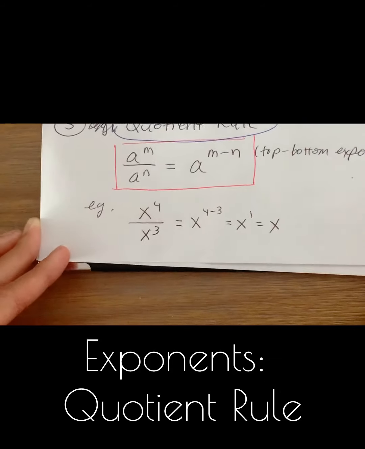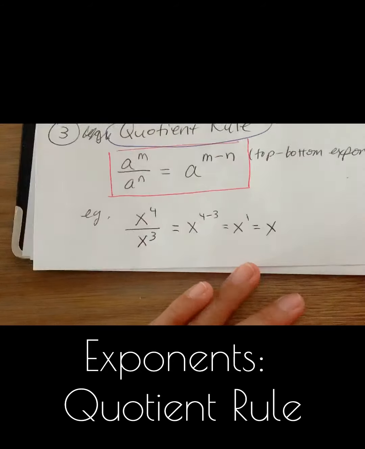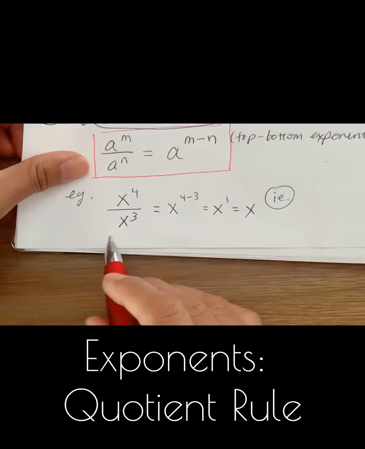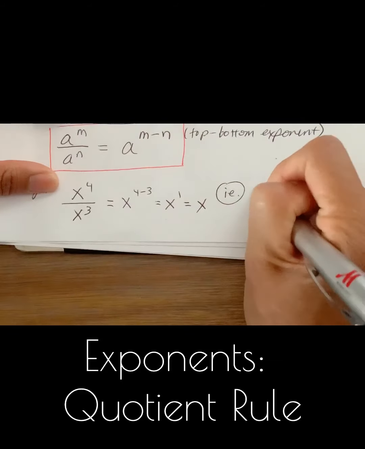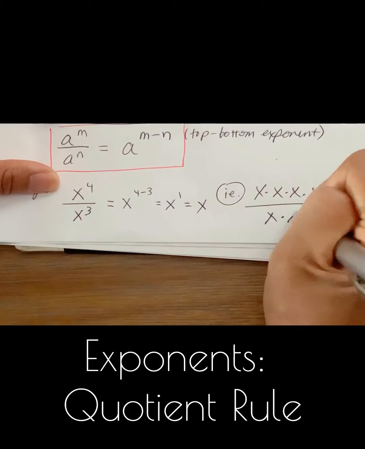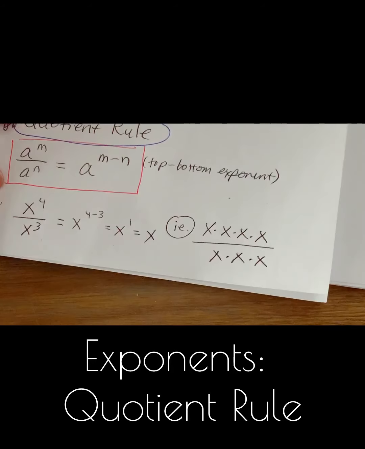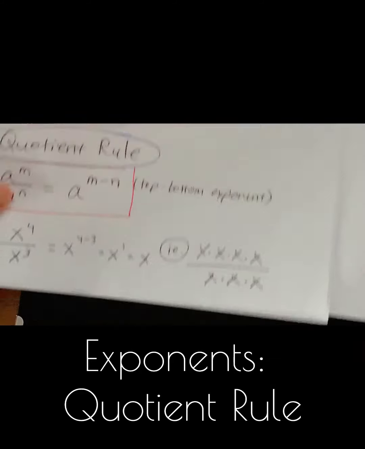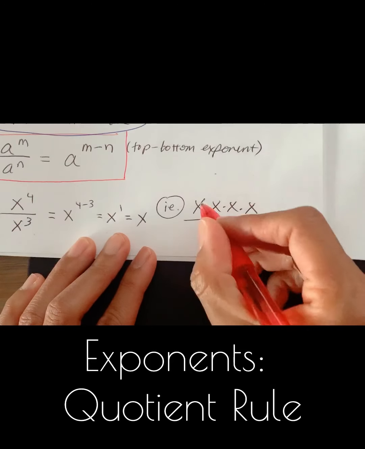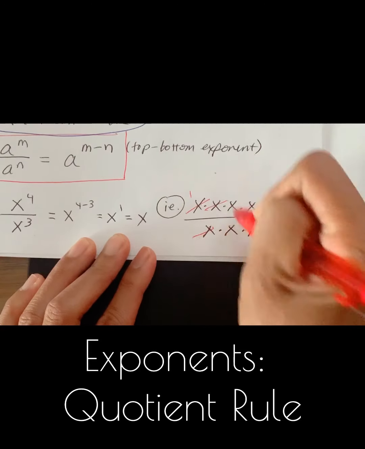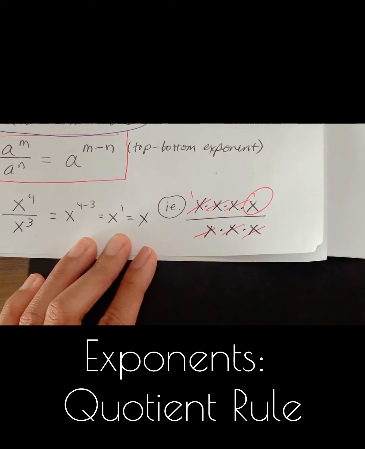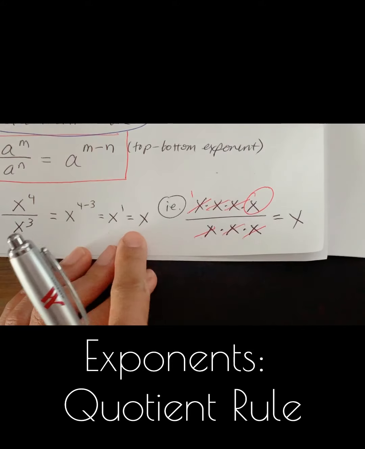Now, again, I like to ask the question, why? Why is this the case? If I did it the long way, x to the fourth is x times x times x times x. X to the third is x times x times x, 3 times. When you have something like this, you can cancel out common factors. x divided by x just becomes a 1, and x here again becomes a 1, and another x gets canceled here. So what are you left with? Just 1x. And voila, that's the same answer as the shortcut.